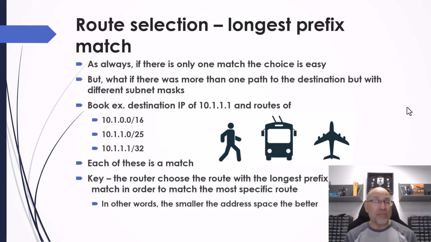So when you are comparing routes, if one of them has got a longer prefix, that's the one that you take. If the prefixes are the same, then you go by admin distance. If the admin distance is the same as well, then you go by metric. So let me show you an example of what I mean by that.